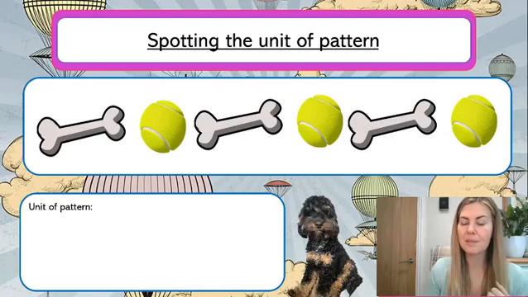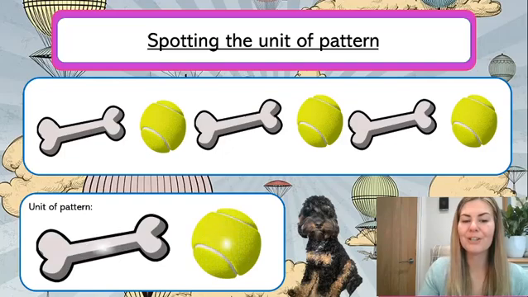So let's think about, what do you need for this pattern? You need, of course, a bone and a ball. And what order do you put those things in? It's the bone first and then the ball. Big rainbow clap if you could see that.